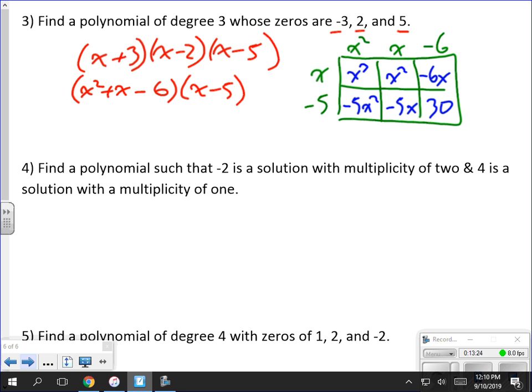And here's what's really cool. If you have like terms, they're on the diagonals. So I have x cubed. And then these two are like terms: negative 5x squared plus 1x squared is negative 4x squared. These are like terms here: negative 6x and negative 5x make negative 11x, and then plus 30.